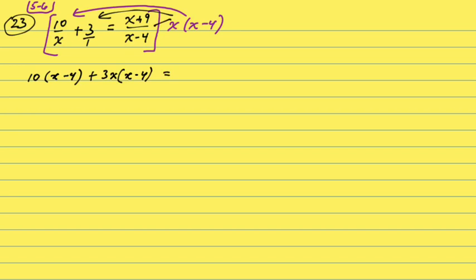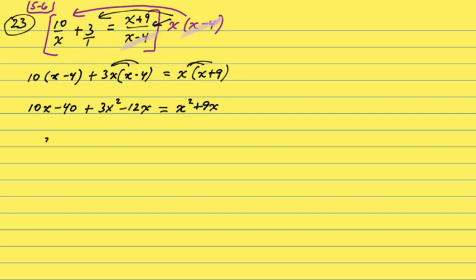How about when I multiply on this side? Would the x minus 4 cancel with the x minus 4? That leaves me with the x times the x plus 9. Let's see, if I distribute, I'd get 10x minus 40. If I distribute here, I'd get 3x squared minus 12x. Distributing here is x squared plus 9x.